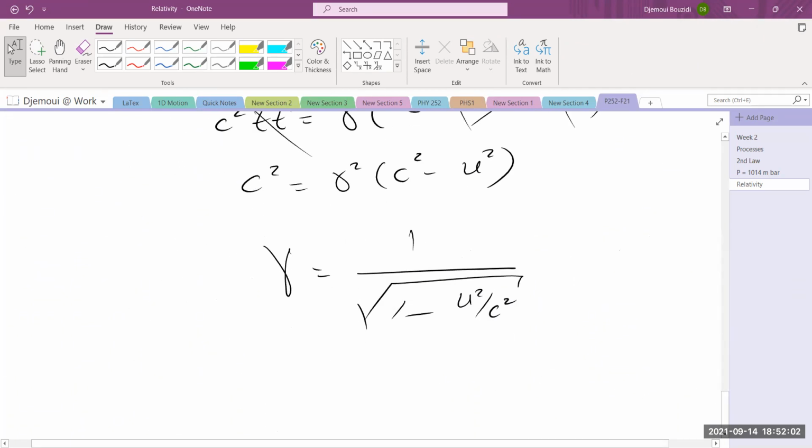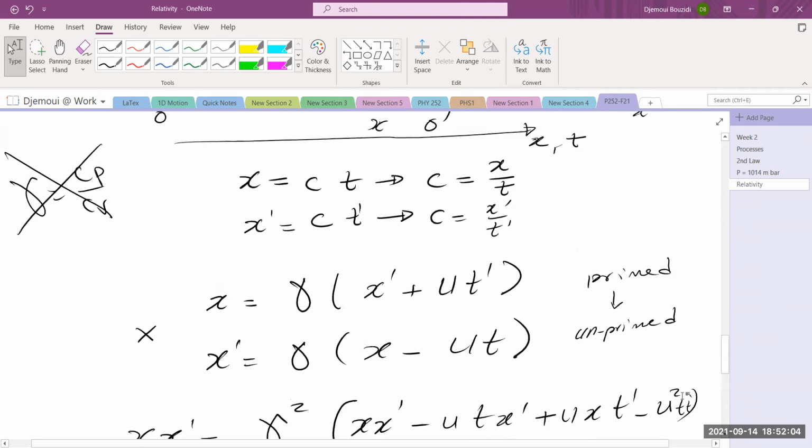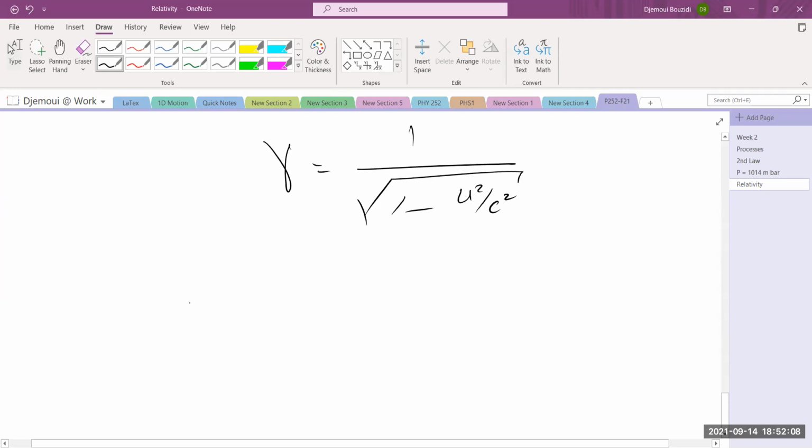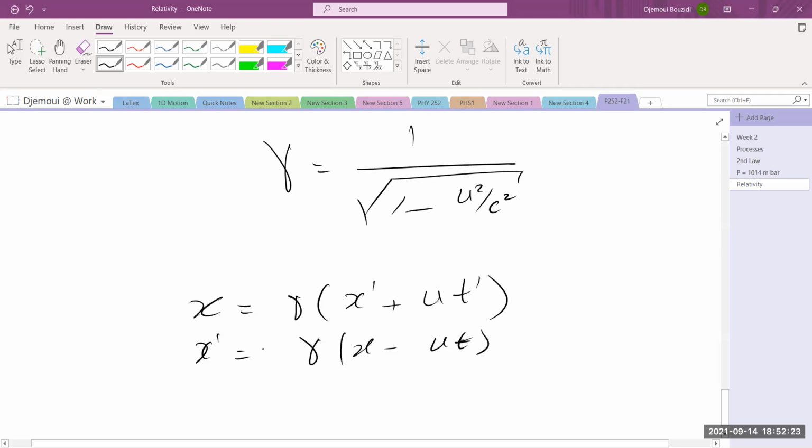So what I have found is x equal to gamma times (x prime plus ut prime). And I have found that x prime is equal to gamma, where gamma is this expression, times (x minus ut). So it'd be nice if I can express also t prime in terms of x so that I have really put the derivation for that.